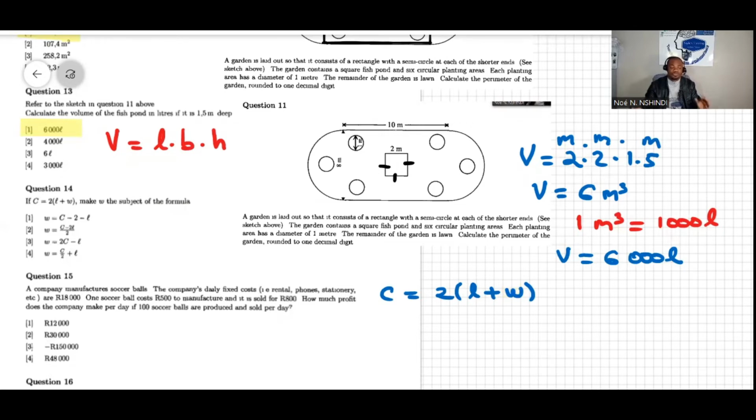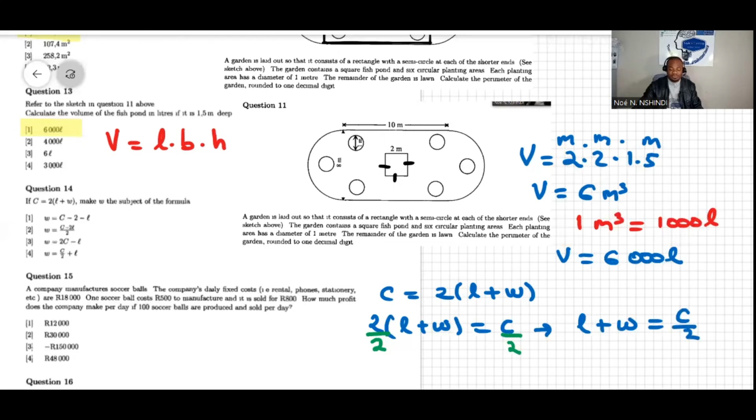I always prefer to switch the equation in order to keep the unknown on the left hand side. So it's going to be 2 open bracket length plus width equal to C. Now because I need W, I can get rid of the 2. How? I'll get rid of the 2 if I divide by 2. But if I divide by 2 on one side, I must divide by 2 also on the other side to keep my equation the same. So I divide by 2 both sides, and then this will be length plus W equal to C over 2.